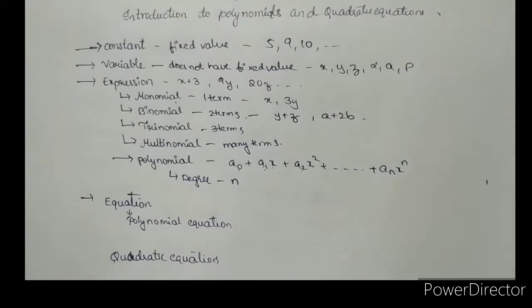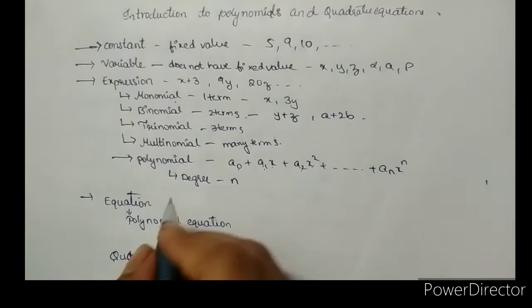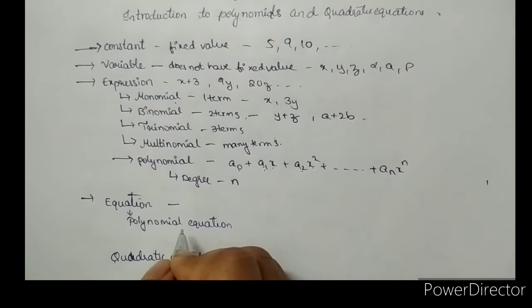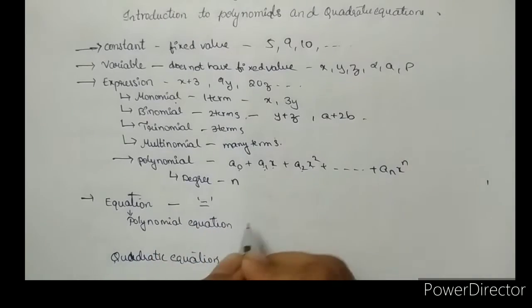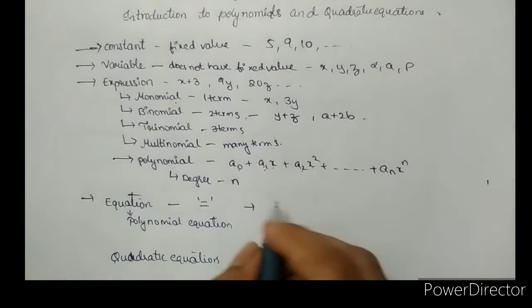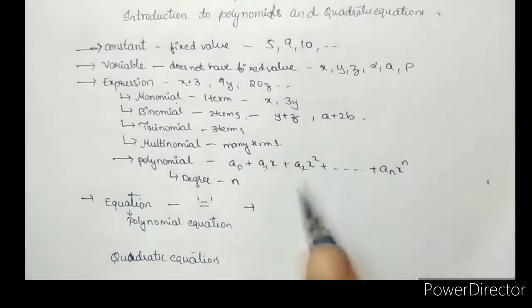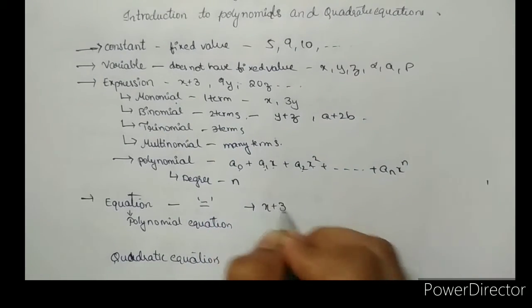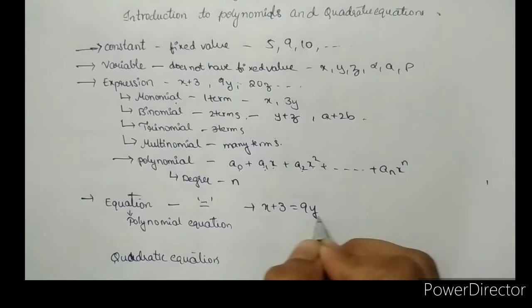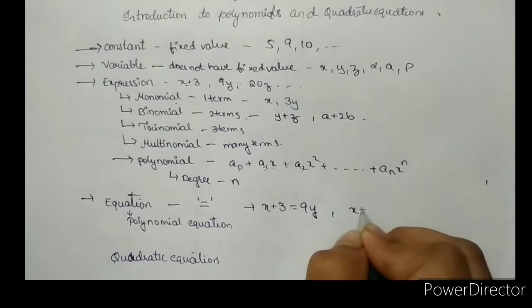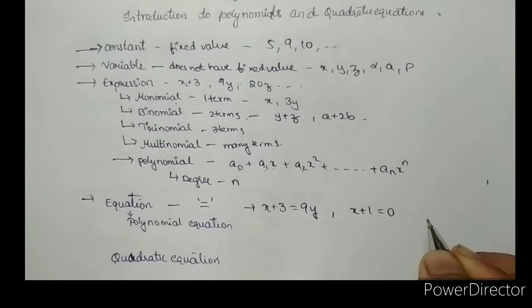So what is an equation? The combination of two algebraic expressions using equals to is called an equation. For example, let's take these two expressions. If we combine them, what will we get? x plus 3 is equals to 9y. So this becomes an equation. Or we can take x plus 1 is equals to 0. This is also an equation.